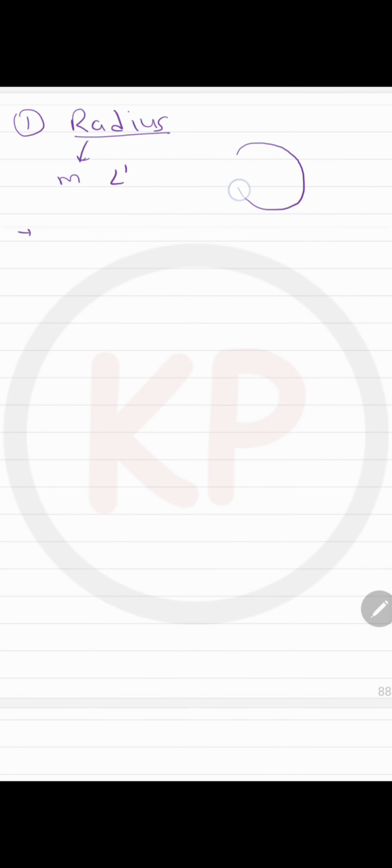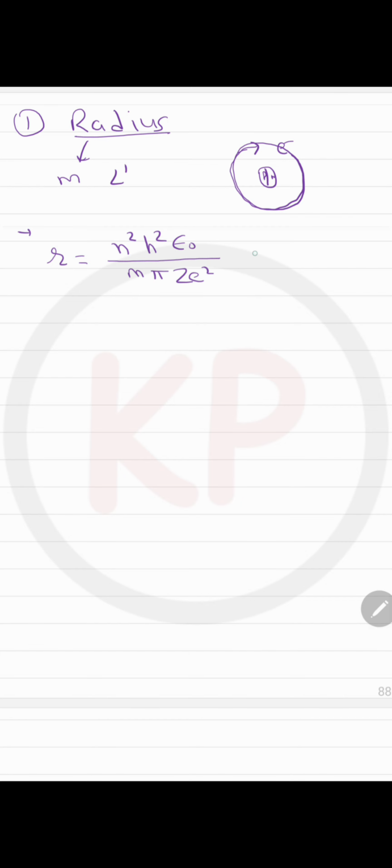Imagine, suppose this is proton, neutron, and this is an electron. When the electron is rolling around the nucleus, at that time its radius is given by the formula according to Bohr theory: r = n² h² ε0 / (π m z e²). This is the equation of radius.